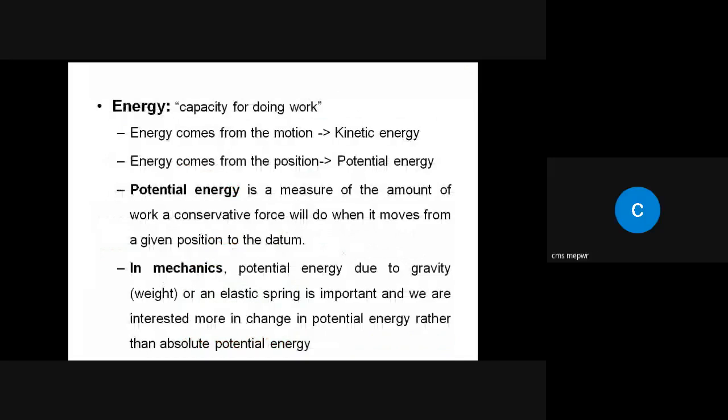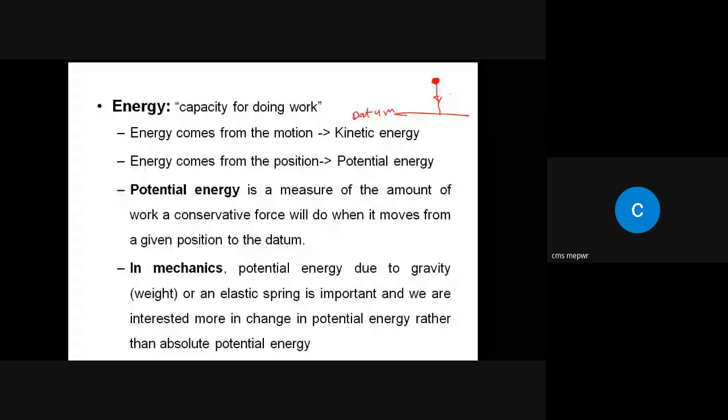Okay. What is energy? We already know this is the capacity, the ability to do work. The energy that is associated with motion is known as kinetic energy. Energy that comes from the position is usually termed as potential energy, right? So how can we define potential energy? For example, if this is the object and this is the datum, due to this position this object will have some energy, right? If this object moves from this position toward the datum, how much work will it perform? That is basically its potential energy.